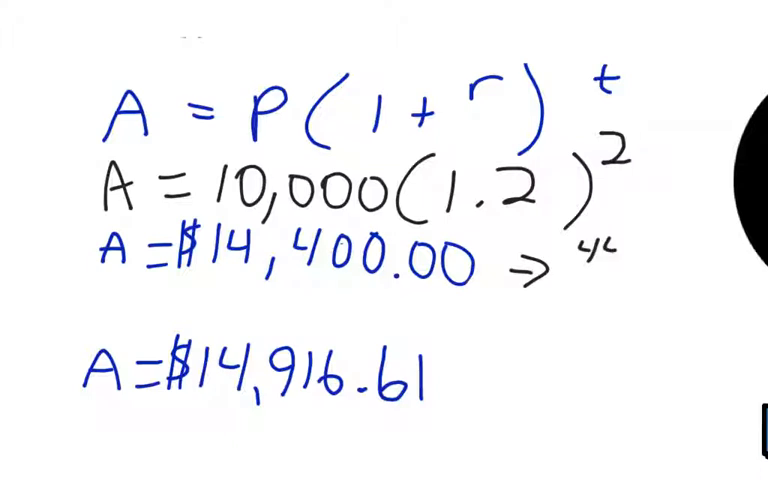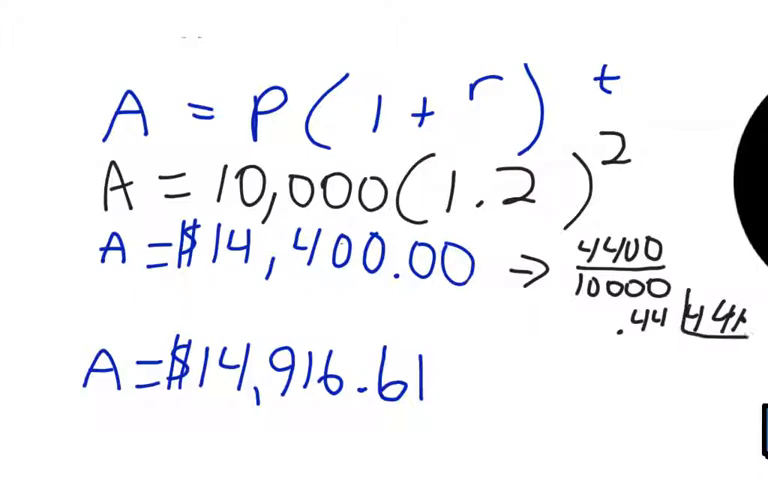Well, 4,400, right? It went up by 4,400, and then we divide that by our original 10,000, and that would give us 0.44 or 44%. Wow, so 20% became 44% even just compounding it yearly, not even daily. I wonder what it would be daily.